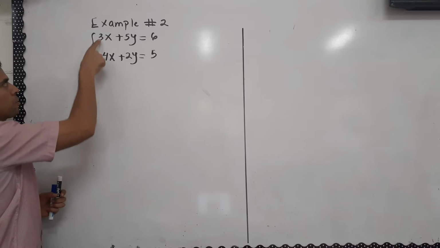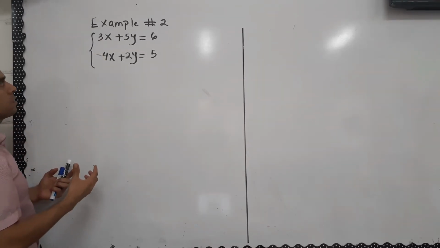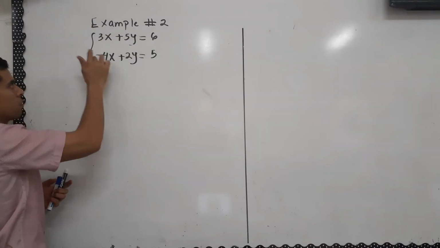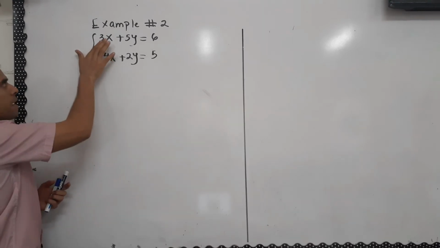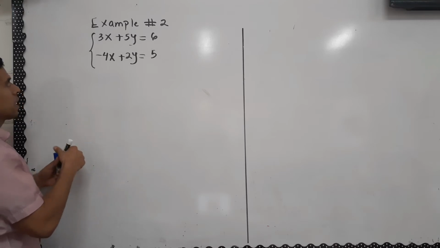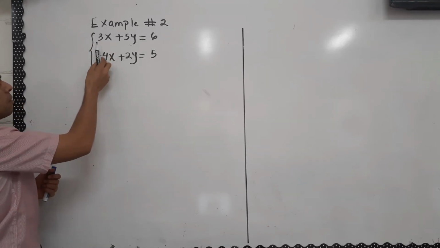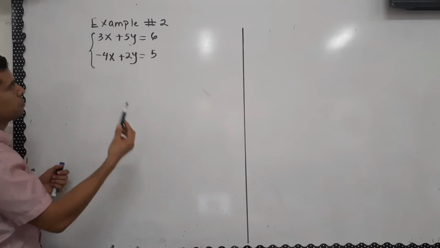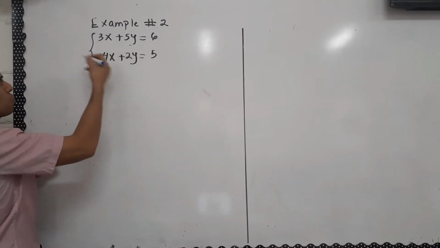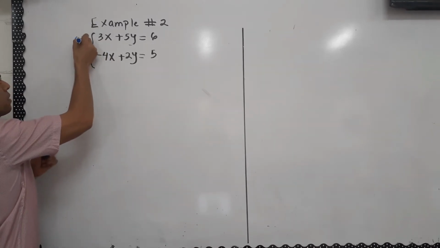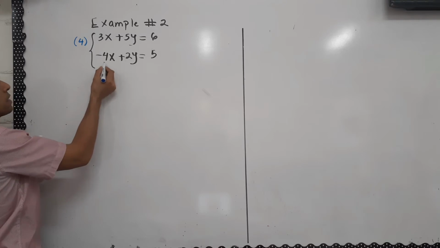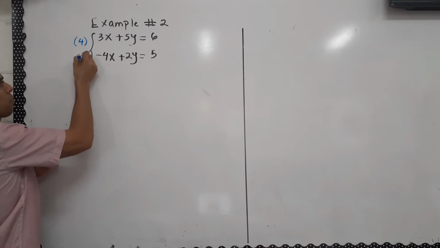Okay, I'm going to have the same coefficients here. So you're going to find a number, and you're going to multiply this row, and this row too, by a number that makes the 3 and the negative 4 equal, but with opposite signs. In this case, if you find the least common multiple of 3 and 4, it's going to be 12. So you're going to think by which number you multiply the 3 so you get 12. In this case, it's going to be 4. And by which number do you multiply the negative 4 so you get 12? In this case, it's going to be 3.